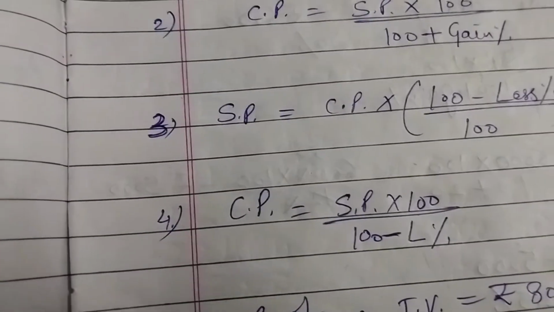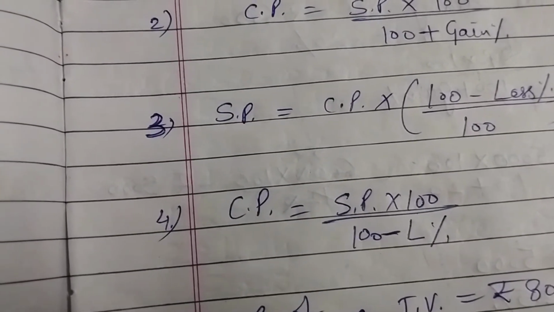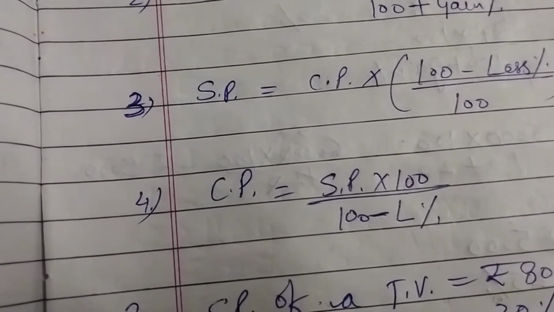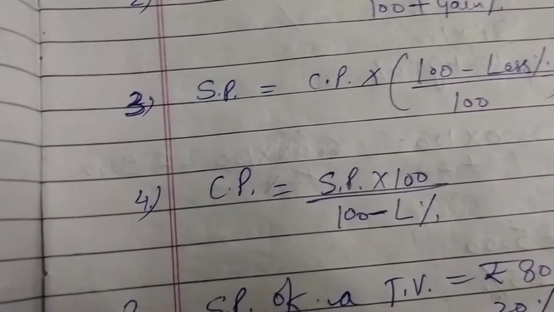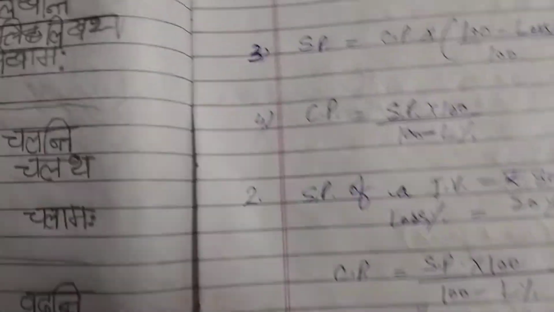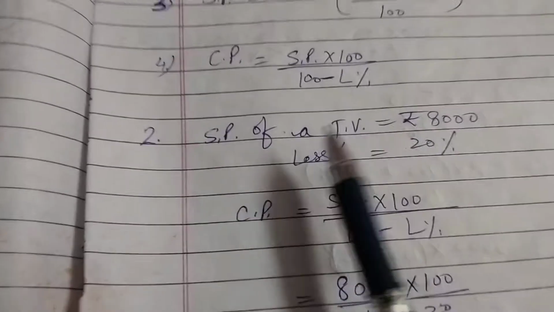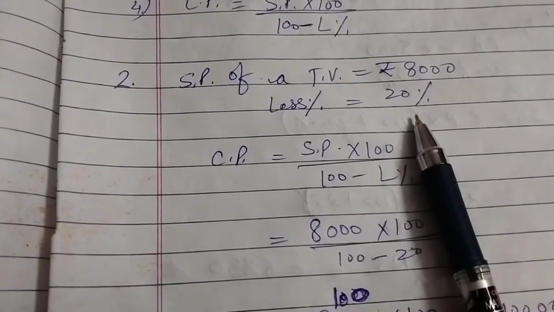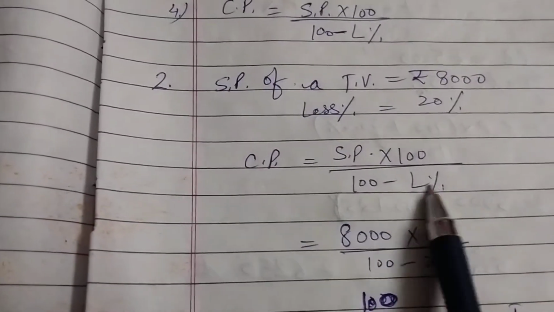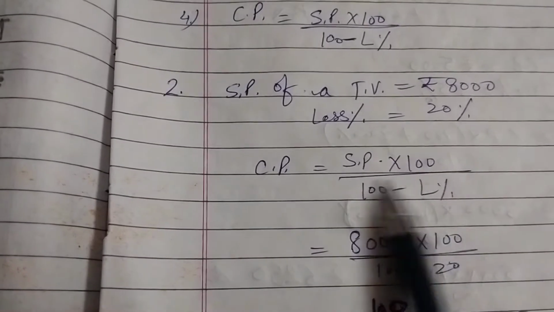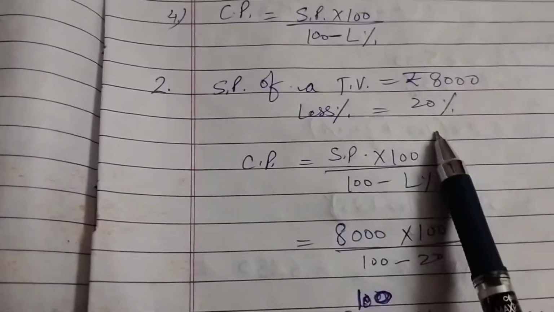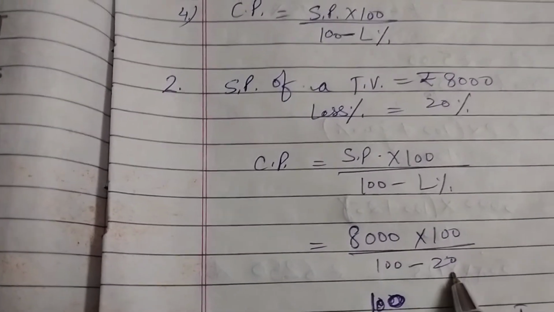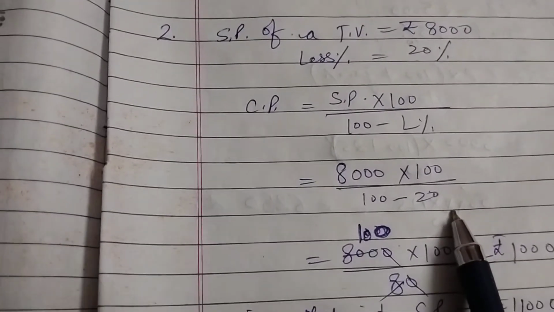If he sells it for rupees 11,000, what profit or loss would he get? In question number 2, selling price of the television is given, rupees 8,000, and loss percent is given. With the help of these two values you can find CP. Like this, you will put the values here. Wherever selling price, you will write the value of SP, and loss percent you will write the value of loss percent.